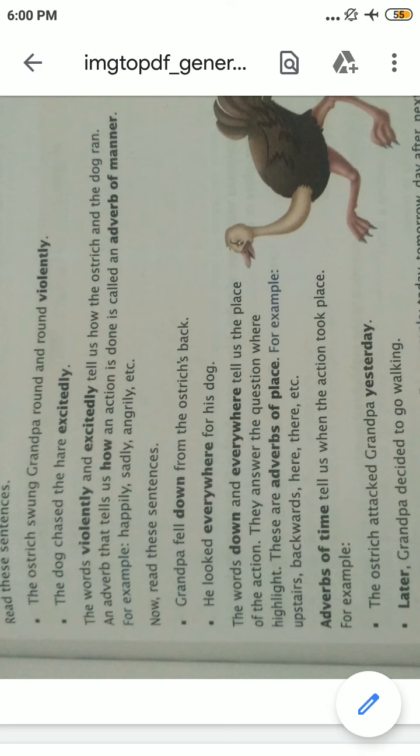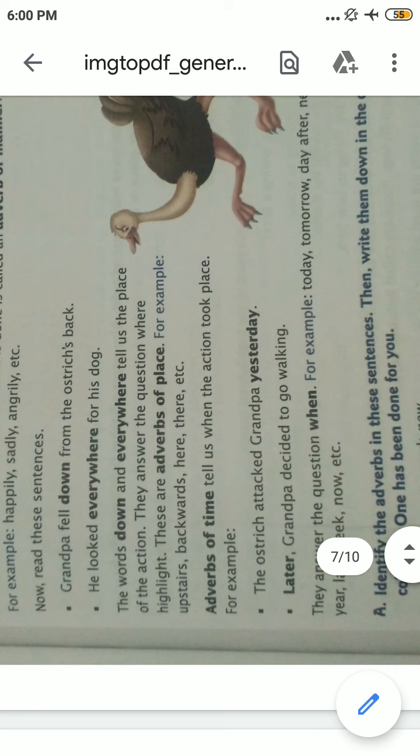For example, upstairs, downstairs, backwards, forward, here, there. These all are the adverbs of place. Now last is the adverb of time. Adverbs of time tell us about the time when the action took place. When means time, so it tells us about the time when the action took place.